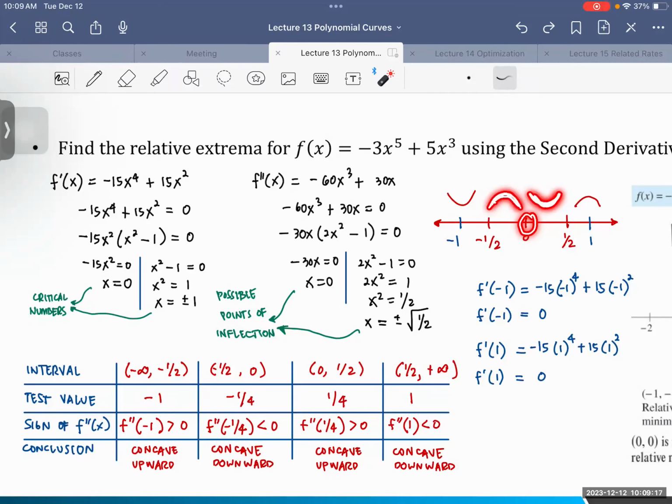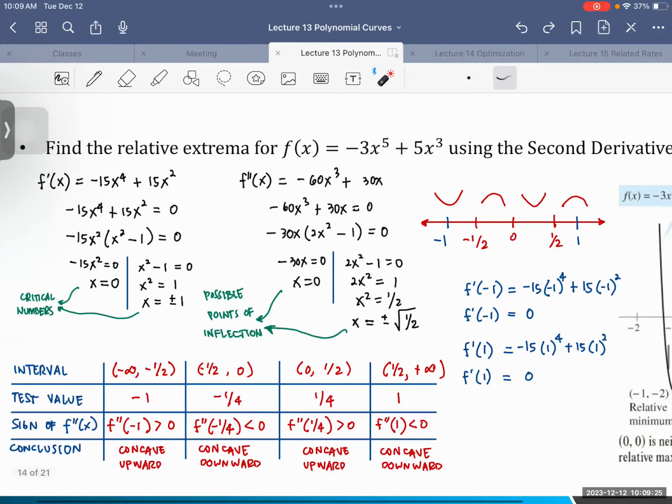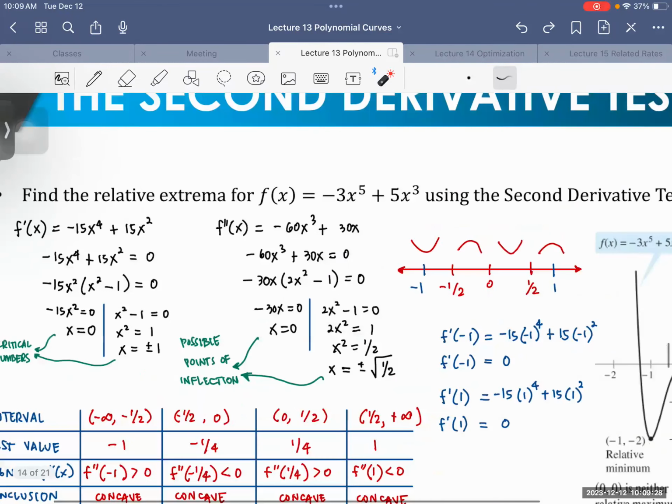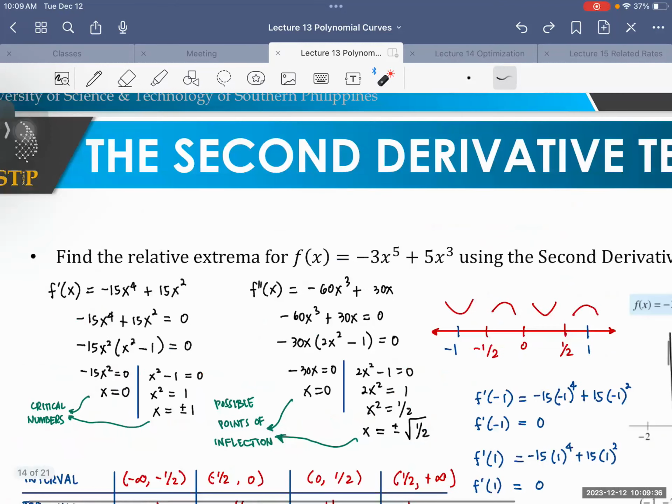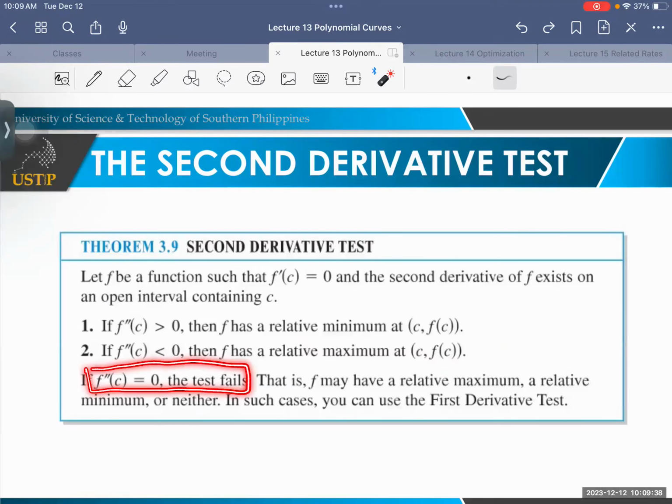Our relative extrema must be this one and this one. Okay? Now, where does this go on the graph? As I said earlier, your f double prime of 0 is equal to 0. Okay, if we test this, the conclusion is that the test fails at that point, because f double prime of that critical number cannot be 0.